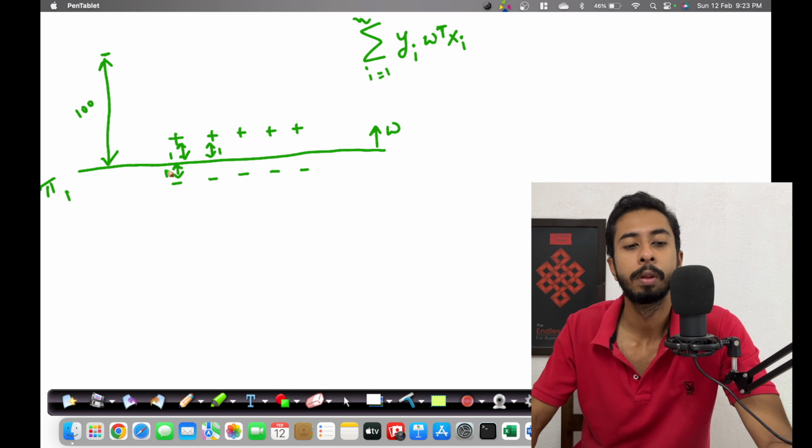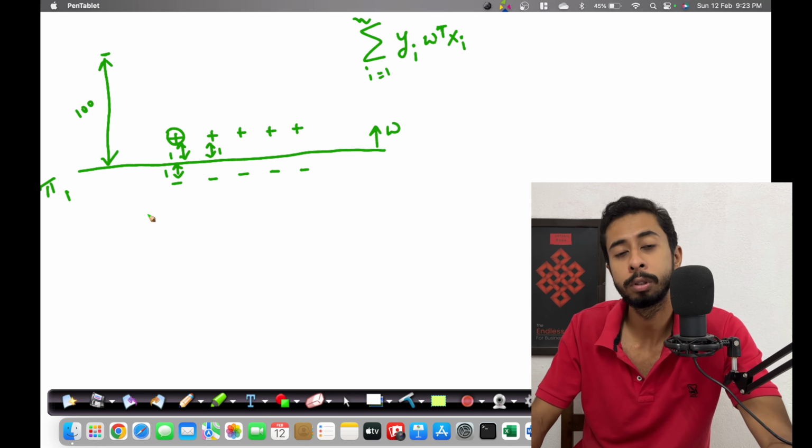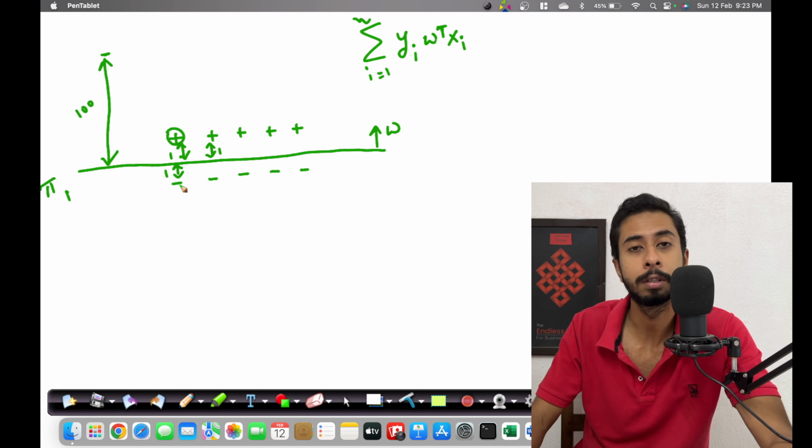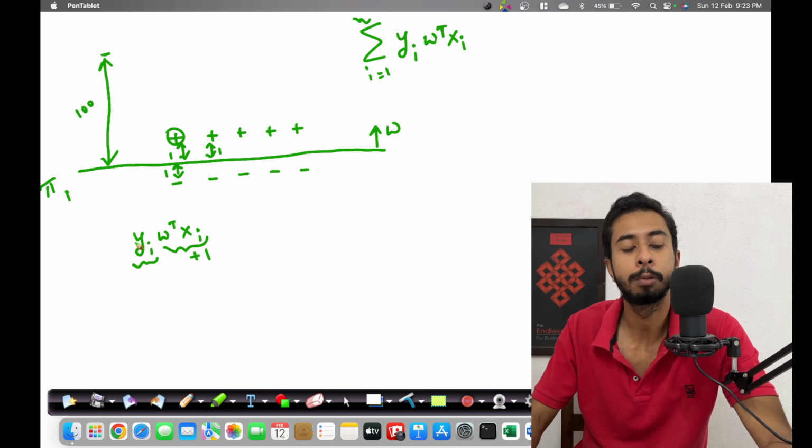So now for these points, this distance is basically 1, and it is on the same side of the plane. So what is the distance? It is plus 1. So here yi w transpose xi is positive 1 for this point. And what is yi, the actual class of this point? This is positive, so positive 1 into positive 1 is basically positive 1. What about this point? Again it is plus 1 into plus 1.